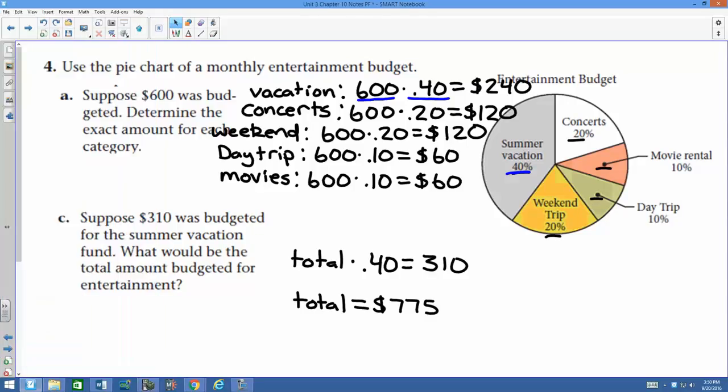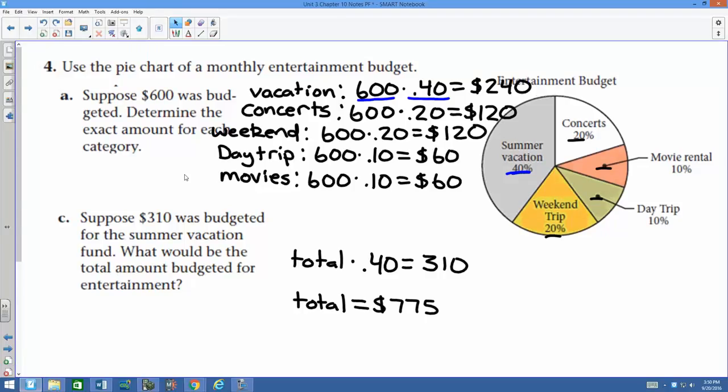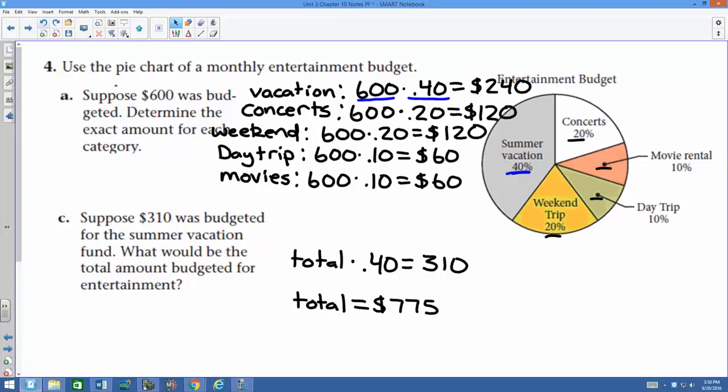And then I'm just going to keep going around the pie chart, filling in my answers. So concerts is 20%, so I multiply by 0.20. Weekend is 10%, so I multiply it by 10%. Day trip was 10%, so I multiplied by 10%. Movies was 10%, so I multiplied by 10%.